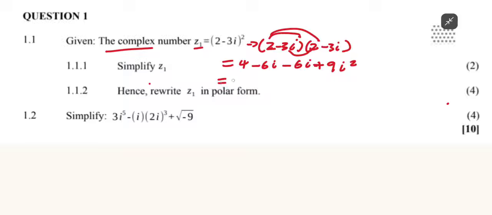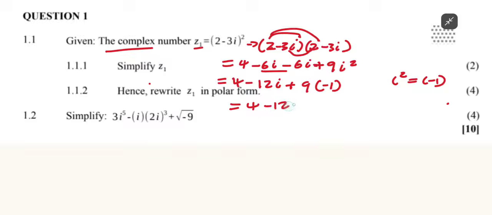Now we put together: we still have 4, minus 12i, plus 9i squared, but we know that i squared is equals to minus 1. Here we have minus 1, so this must be equals to 4 minus 12i, and 9 times minus 1 is negative 9. Then 4 minus 9 will be minus 5 minus 12i. This is what we have as our z1.